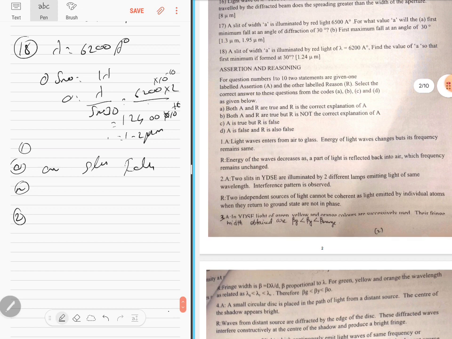Two slits of Young's double slit are illuminated by two different lamps emitting light of the same wavelength. Interference pattern is observed. Two different sources. Are they coherent sources? For carrying out interference pattern, you need coherent sources. Otherwise, you will not observe interference. It should be a coherent source, which has to have constant phase difference or the same phase difference. It has to have the same frequency.